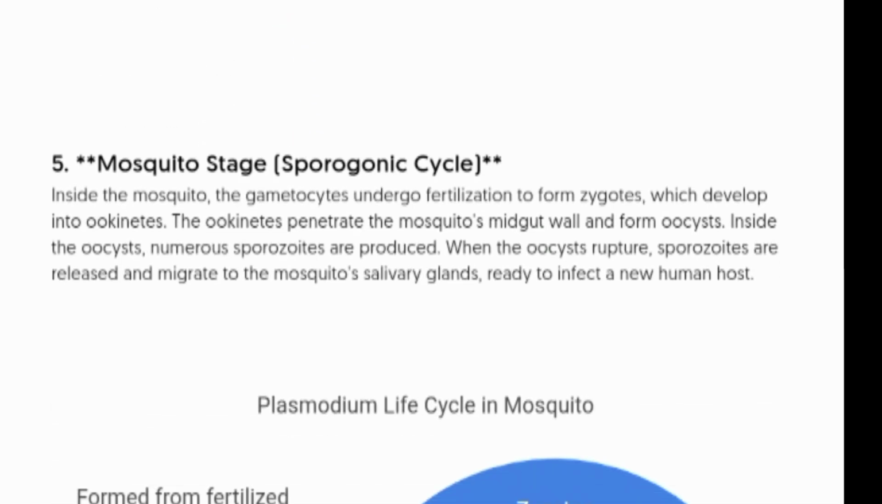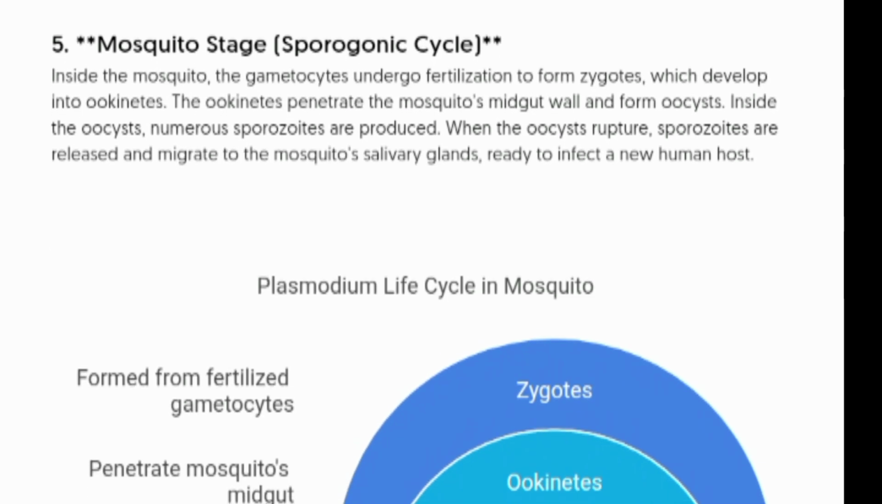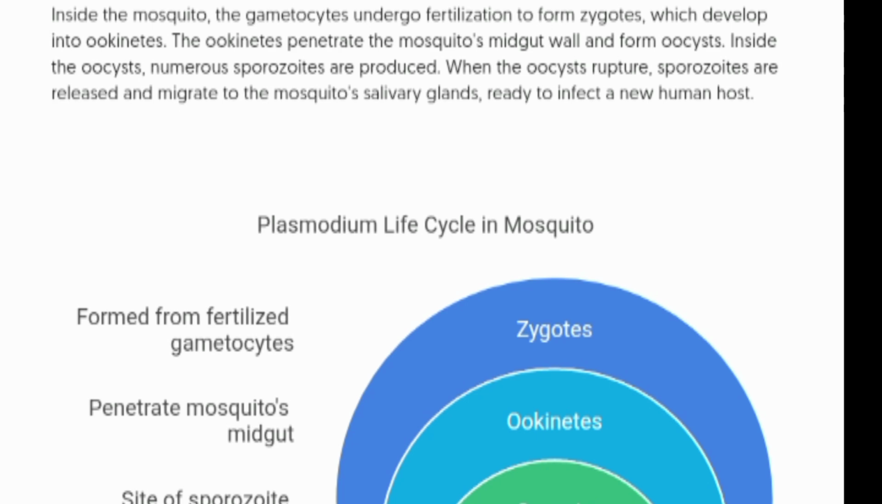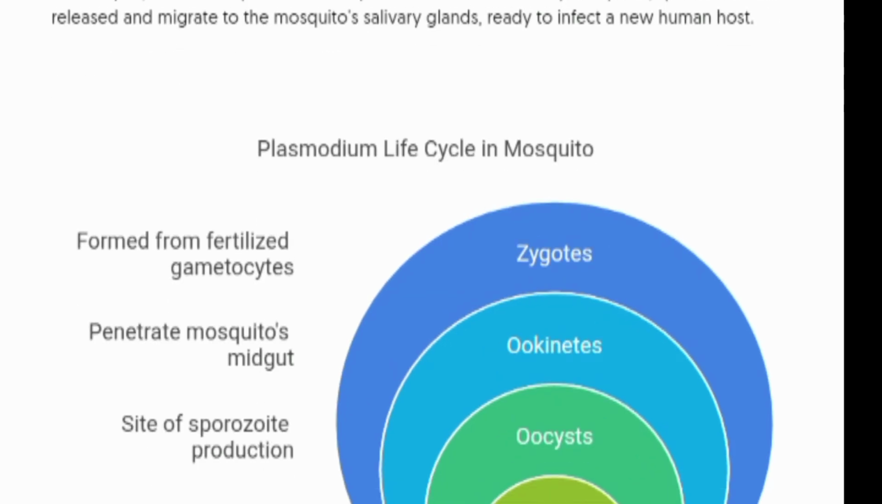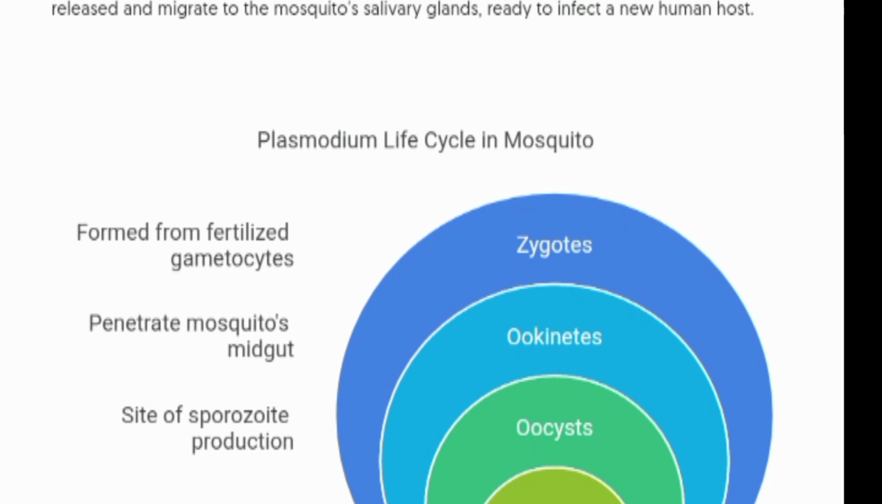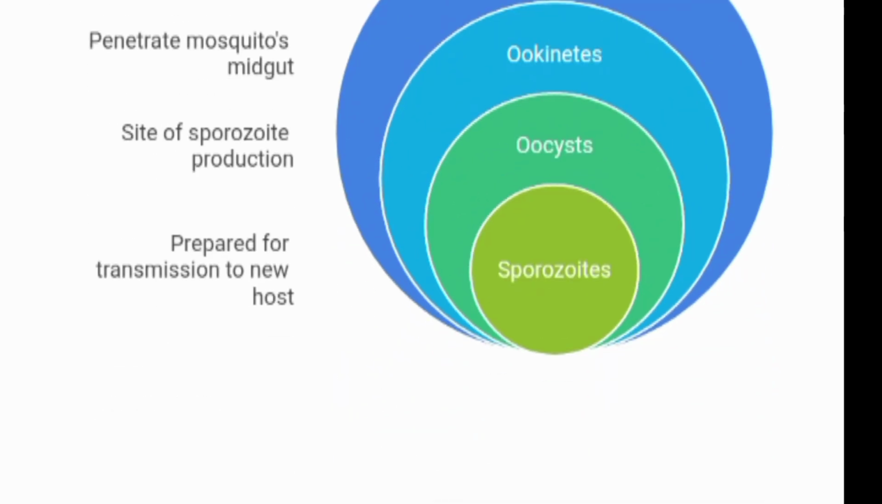Fifth is the mosquito stage, or sporogonic cycle. Inside the mosquito, the gametocytes undergo fertilization to form zygotes, which develop into ookinetes. The ookinetes penetrate the mosquito's midgut wall and form oocysts. Inside the oocysts, numerous sporozoites are formed. When the oocysts rupture, sporozoites are released and migrate to the mosquito's salivary glands, ready to infect a new human host.